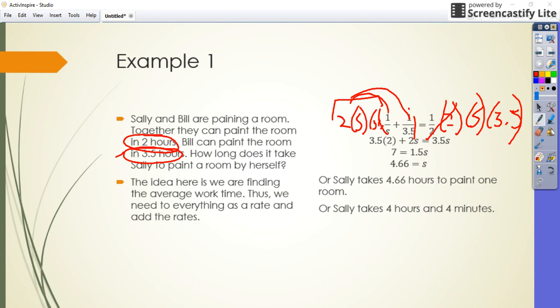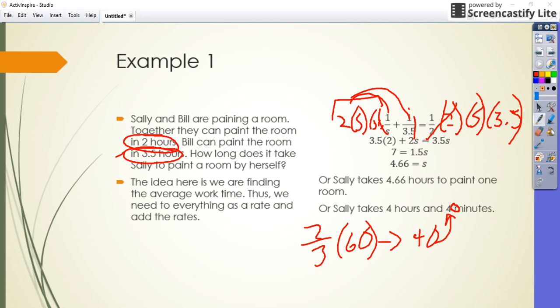And when I get there, I have 7 equals 1.5, which means 4.6 is equal to s. So it takes Sally 4.6 hours to paint one room. Now, if you wanted to break that out a little bit, this is supposed to be 40 minutes right there. Sorry about that. So it takes Sally 4.66 hours to paint one room, or it takes her 4 hours and 40 minutes. And what I did was 6.66 was 2/3, so I did 2/3 of 60, and that is 40, which is what that should be.